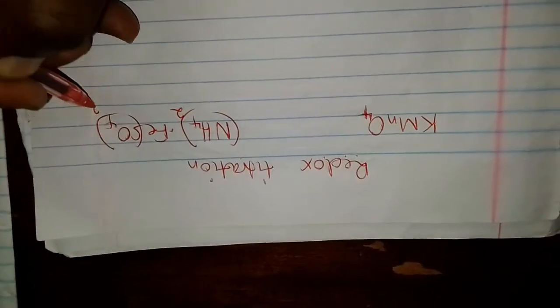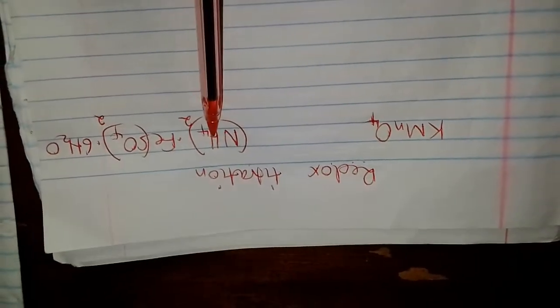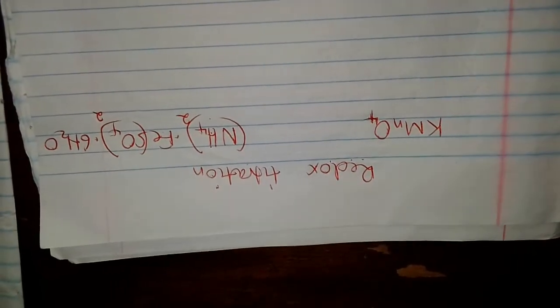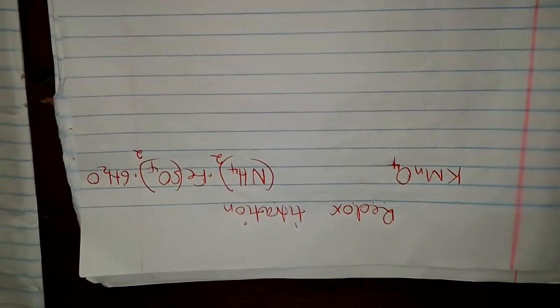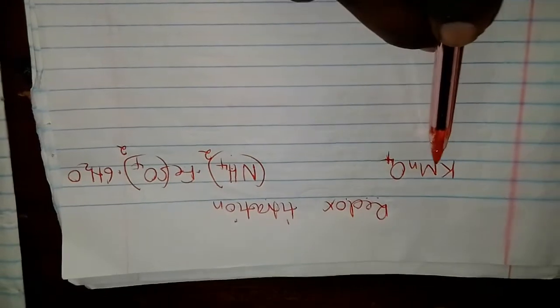So we'll have what we call, for example, potassium manganate 7. Then you can have an ammonium iron 2 salt, with 6 molecules of water of crystallization. So ammonium iron 2 sulfate salt or ammonium iron 2 salt. Look at this. So this is KMnO4, potassium manganate 7.